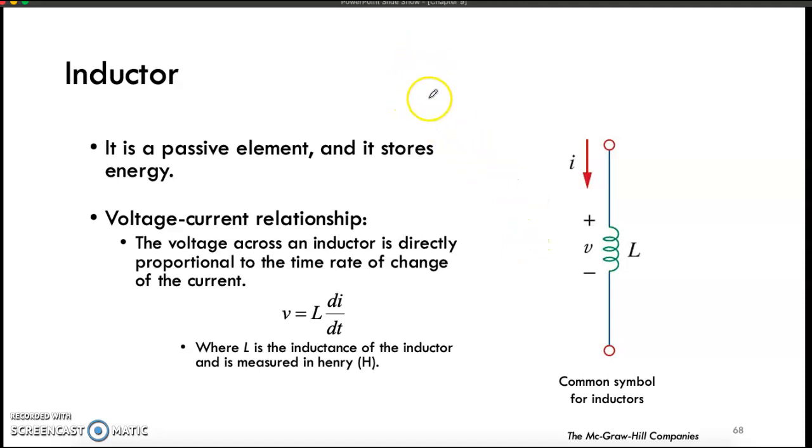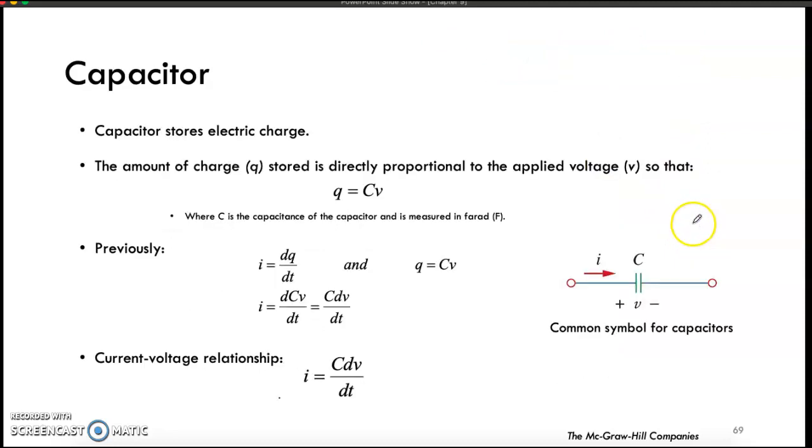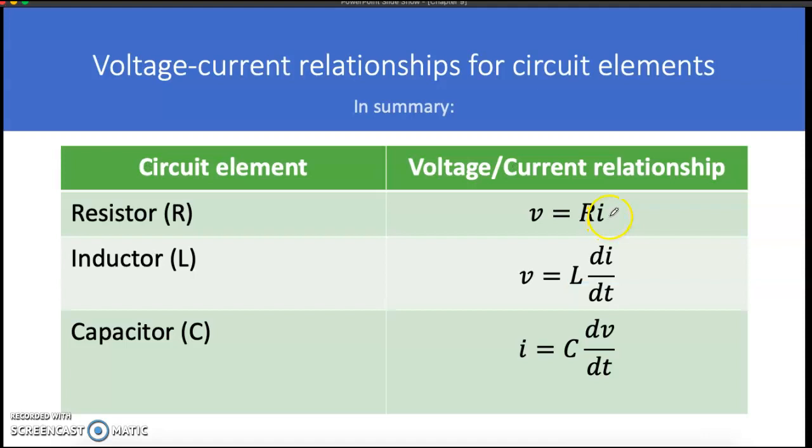Okay, now let's see the formula. So now you want to find the voltage across the inductor. The formula is V equal to L di/dt. For the capacitor just now, the current is I equals C dV/dt, right? So how do you represent the inductor? It's in the form of a coil, L, and the current flows here, and this is the voltage drop across the inductor.